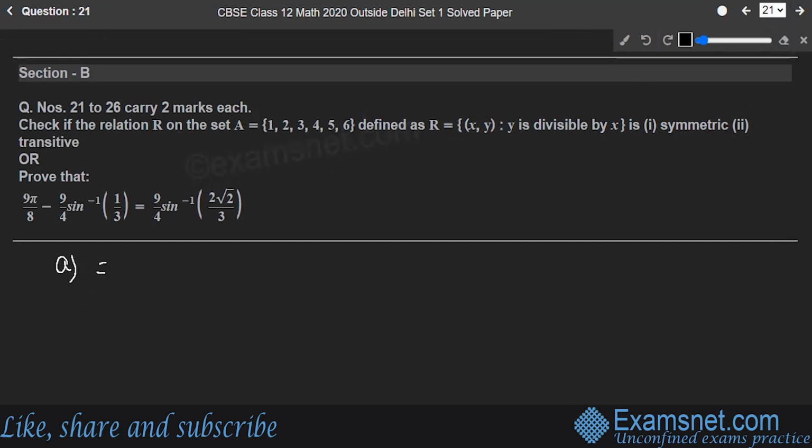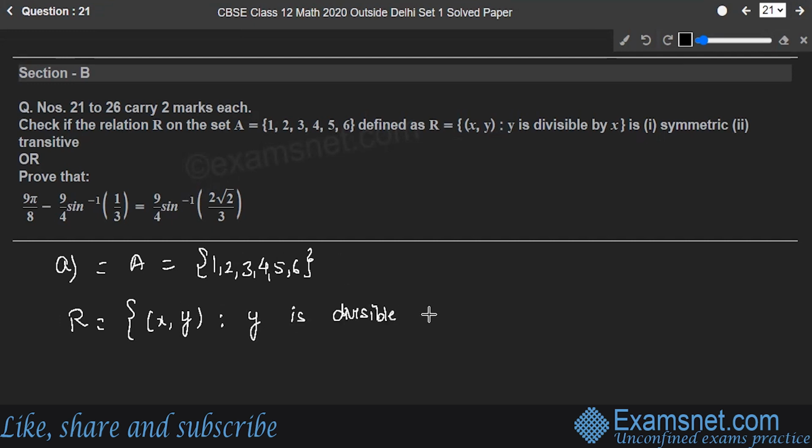So here you are given the set A as {1, 2, 3, 4, 5, 6}. So R = {(x, y) such that y is divisible by x}. So what does that become? First of all, y is divisible by x. Wait, it's not (4, 2), it's (2, 4). See, y is divisible by x.